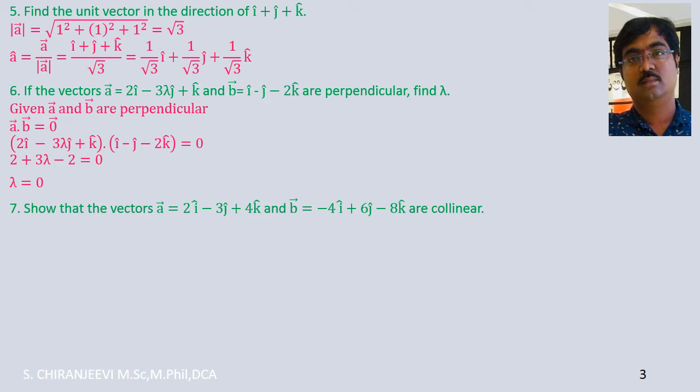Show that the vectors, vector A equal to 2i minus 3j plus 4k and vector B equal to minus 4i plus 6j minus 8k, are collinear. So we take vector B equal to minus 4i plus 6j minus 8k. So in this I'll take minus 2 outside, it will be 2i minus 3j plus 4k, which can be written as minus 2 times vector A, because vector B equal to lambda A, so the vectors are collinear. If we write the vector B equal to lambda times vector A, then we call it collinear.